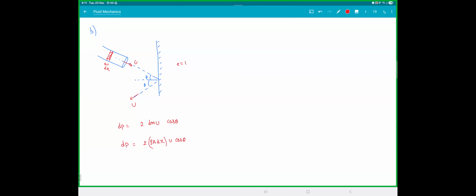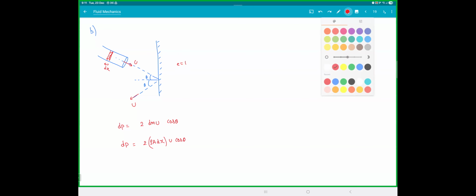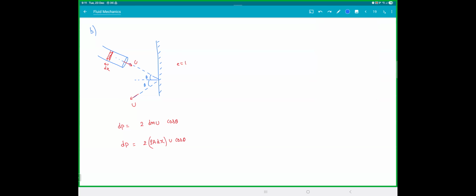Hope that was clear. Only the u cos theta component will reverse. u sin theta will be unaffected. So the change in momentum will be 2 m u cos theta, where m is dm. When you differentiate this by dt, we get force equal to dp by dt, which is 2 rho a dx by dt u cos theta. Till here, great. So force is 2 rho a u square cos theta.